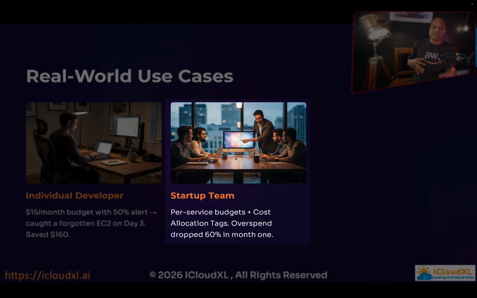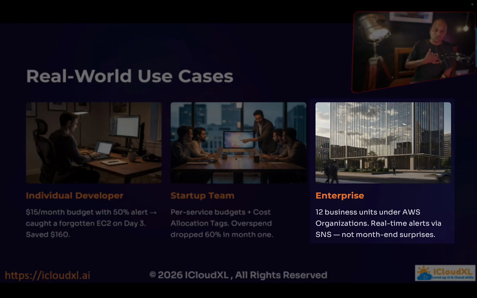Then the second one is a startup team. Let's say you're starting a new project for a startup company, and you club your budgets with the cost allocation tag. Because you're running multiple projects and the cost allocation tag is based on each and every project, now you can track which project is spending more on AWS. That's a really good use case. I have used it many times.